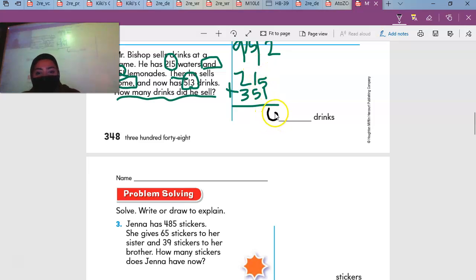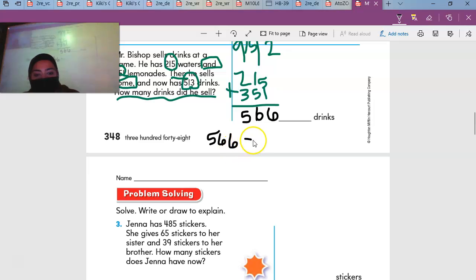Five plus 1 is 6. 2 plus 3 is 5. So what's the total? So he has 566 drinks. Then he sells some. We don't know how many. Do we know how many? No, he doesn't say. He just says he has 566 drinks.